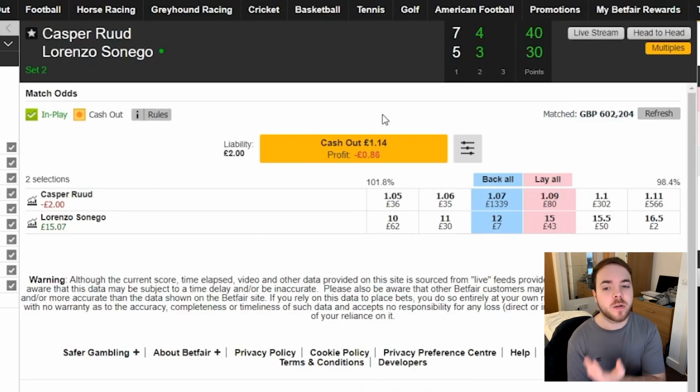Casper Ruud started to look like he might be about to break the service of Lorenzo. And you can see it roughly goes the same way. We're making about 60p profit. So what's that, 30% profit? Yeah, we're making about 30% profit when things were going our way. And then on the flip side, when things don't look like they're going to go your way, you're making about a 40% loss. So it keeps things nice and simple together there.